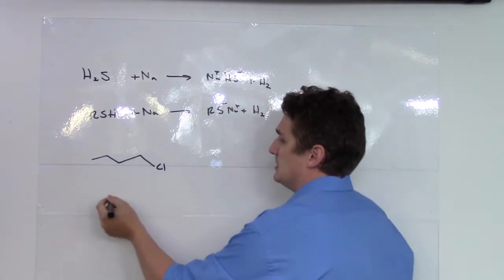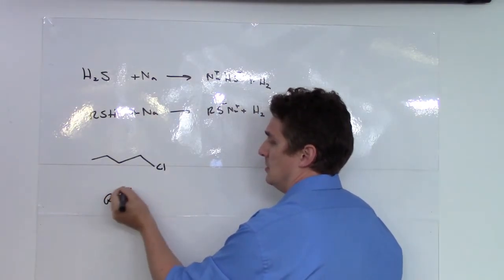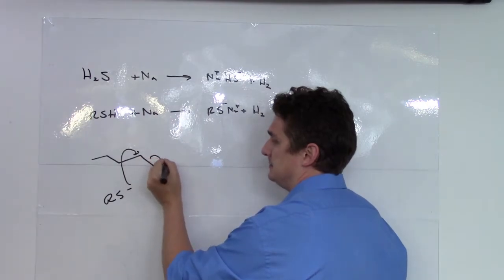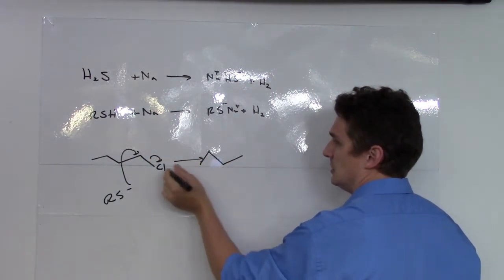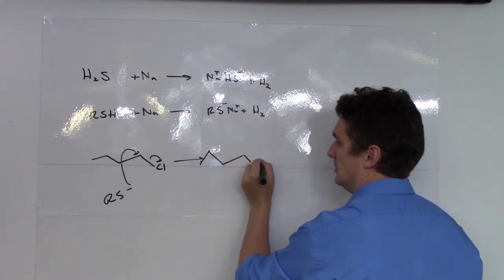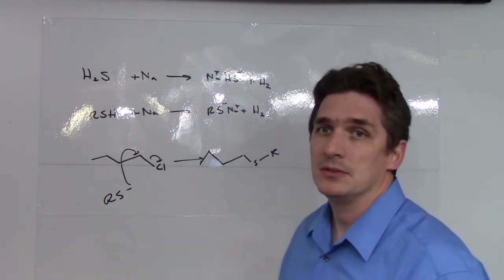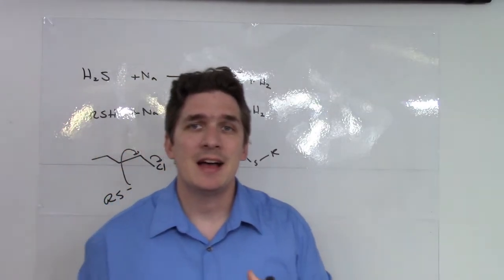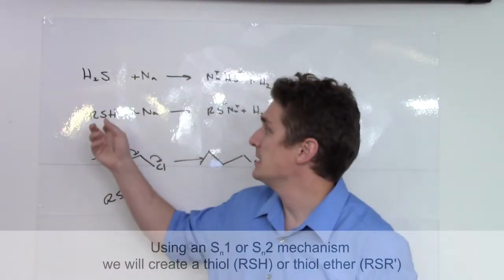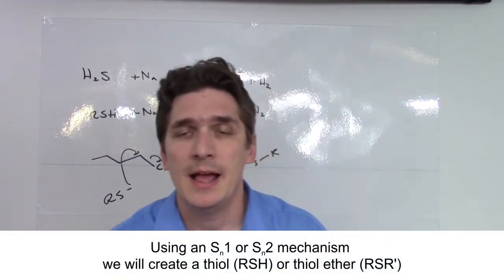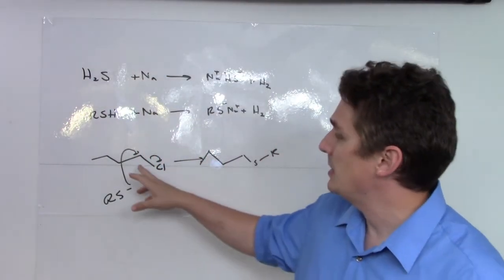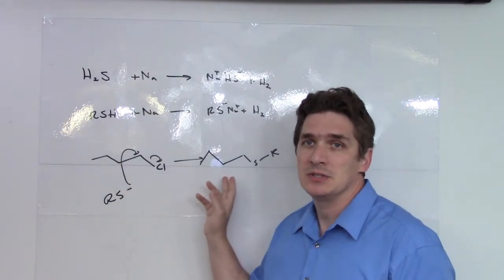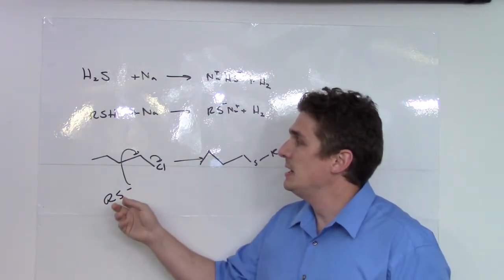But if we react this with our sulfide ion, we will end up getting our thiol ether. So if we want to create a thiol ether, we just have to react a thiol with an R group and use this nucleophilic substitution to eliminate a halogen on an alkyl halide to give us the thiol ether.